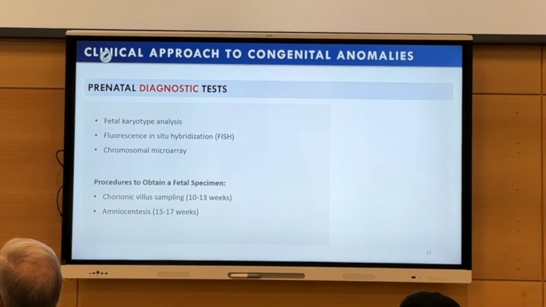Why do I need to do these tests in the first trimester? Because as your colleague said, you need to take an action. And the action usually should be done before 21 weeks of pregnancy. And why is that?